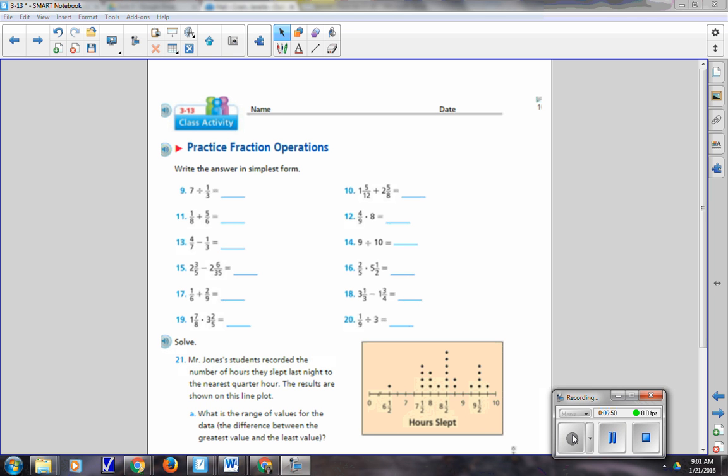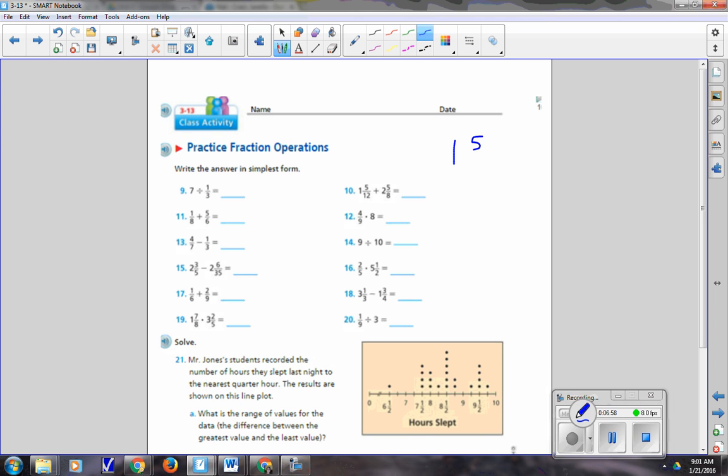So if I'm looking at this, I would like to do number 10, which is 1 5/12 plus 2 5/8. 1 5/12, 2 5/8. Can I just add this straight across? No, good job. So the first thing I need to do, addition and subtraction, anytime I need to find that common denominator. The common denominator here that I'm going to choose is 24.